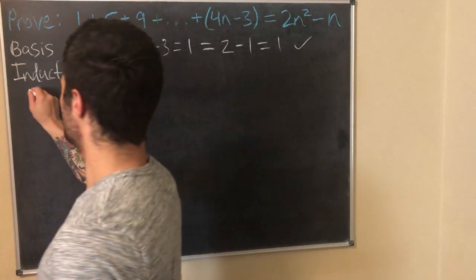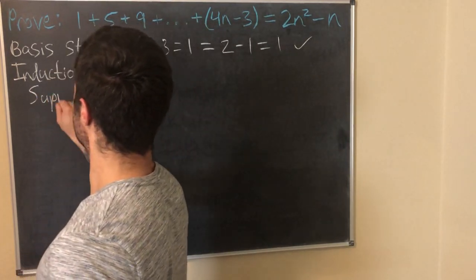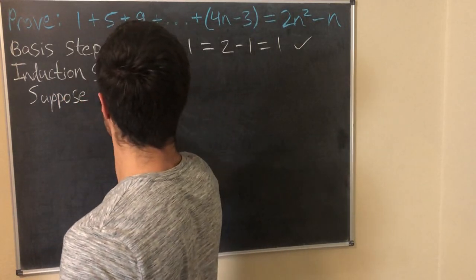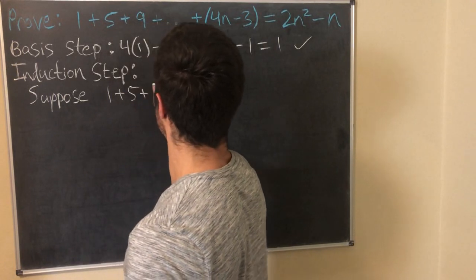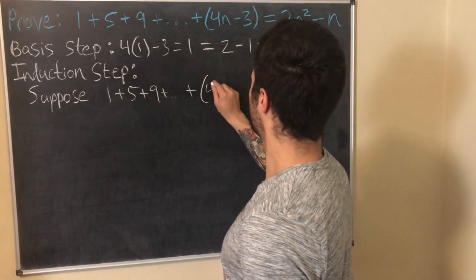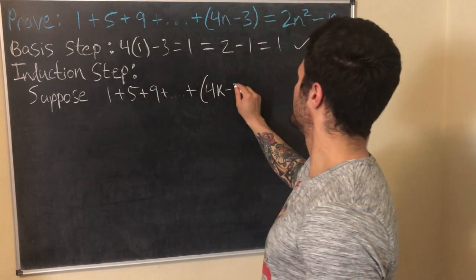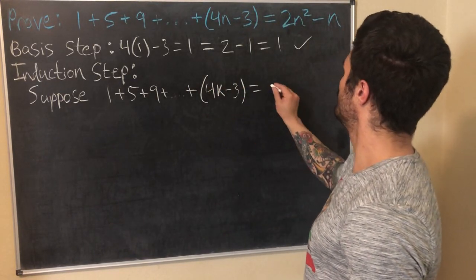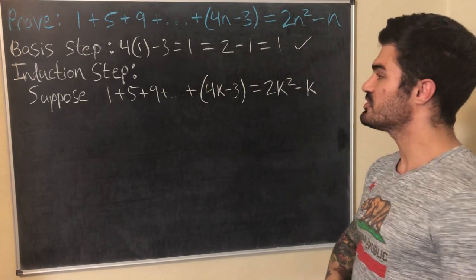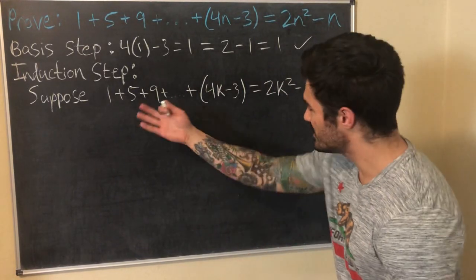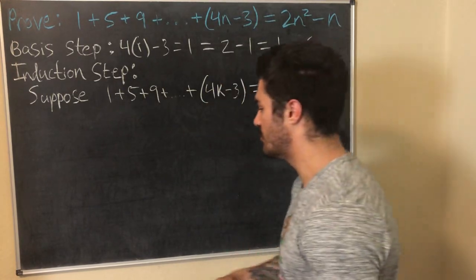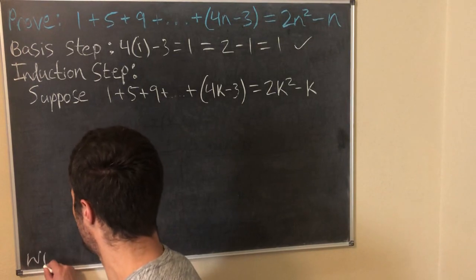We're going to assume. I'm going to use the word suppose. Suppose that the statement is true when n equals k. So suppose 1 plus 5 plus 9 plus all the way up to 4k minus 3 is equal to 2k squared minus k. And now let's write out what we want to show. Because remember, we want to take this assumption and use it to show the statement is true for k plus 1.